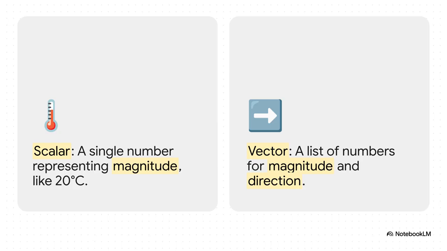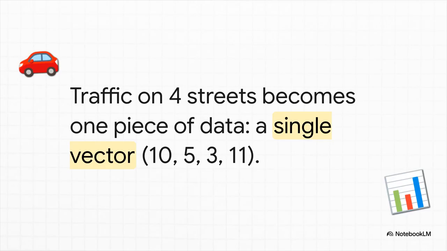That's it. Simple. A vector, though, is different. It's designed to package together a bunch of related pieces of info. And here's the big idea. At its heart, a vector is really just a list of numbers. So instead of trying to keep track of the traffic flow on 4 different streets separately, we can just bundle all that data into one single object, this vector, 10, 5, 3, 11. Just like that, we've taken 4 separate numbers and can now treat them as one single thing. It's a ridiculously efficient way to organize information.